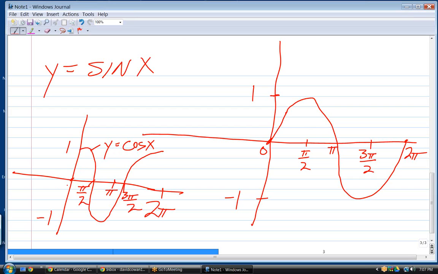In other words, with cosine, at 0, we start at 1, its highest value it can possibly be. It goes down to 0 at pi over 2, down to negative 1 at pi, up to 0 at 3 pi over 2, and finally back to its starting point at 2 pi. So everything you see on the page, you want to be able to recreate from memory.